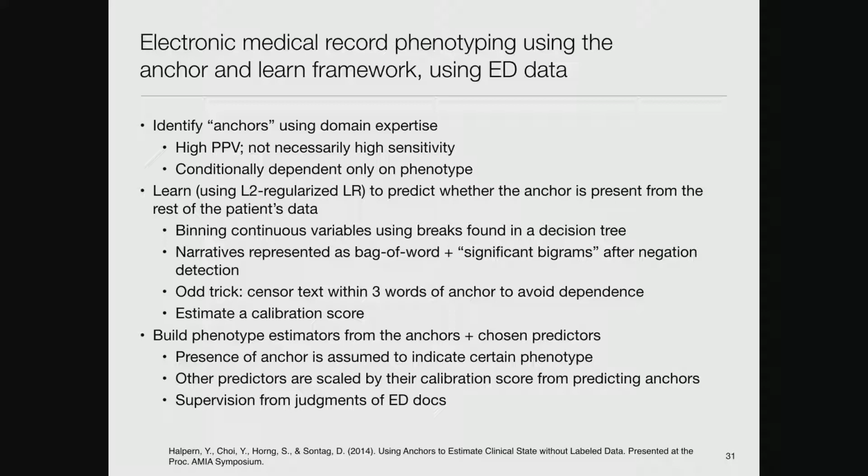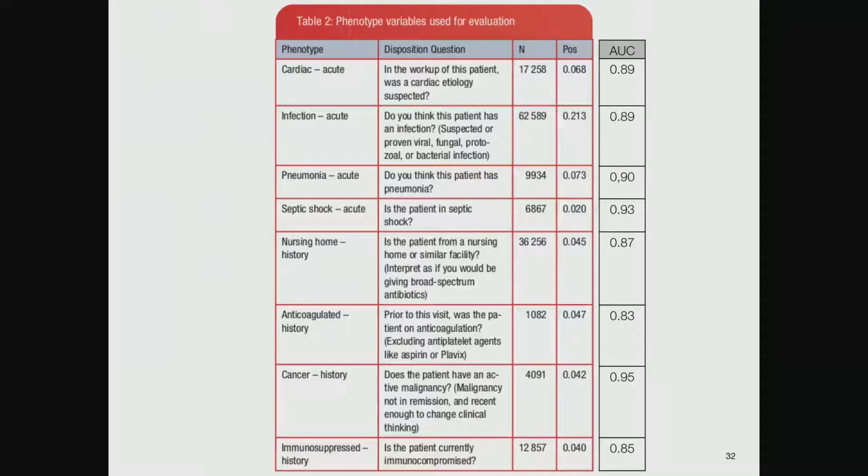They calculated a calibration score for each of these other predictors that told you how well it predicted. And then you can build a joint estimator that uses all of these. And the bottom line is that they did very well. In order to evaluate this, they looked at 8 different phenotypes for which they had human judgment data. And this tells you that they're getting AUCs of between 0.83 and 0.95 for these different phenotypes. So that's quite good.